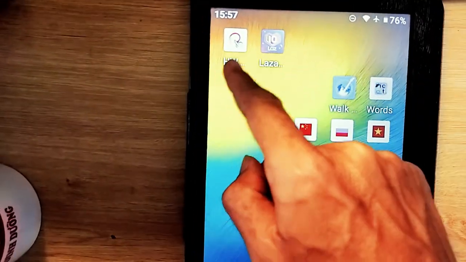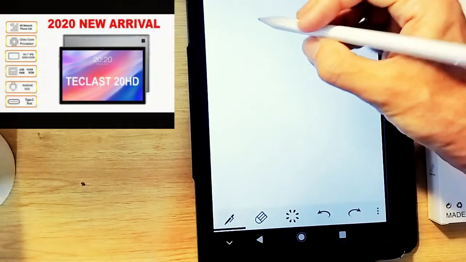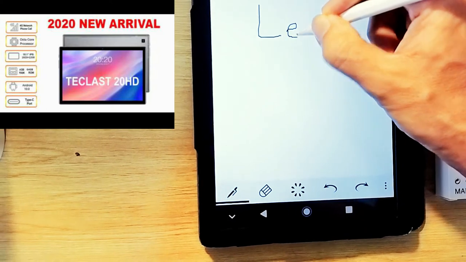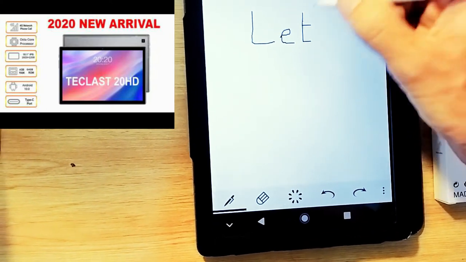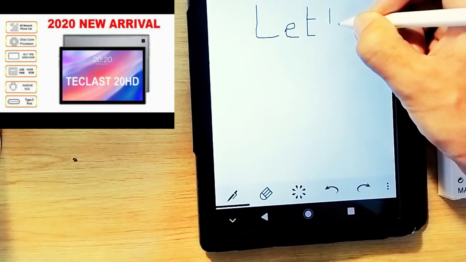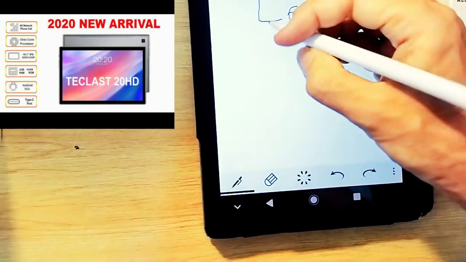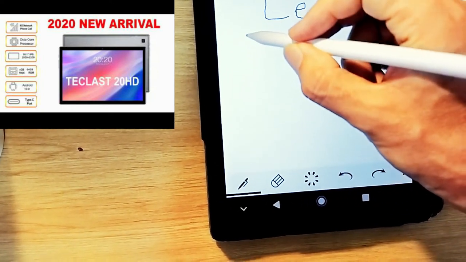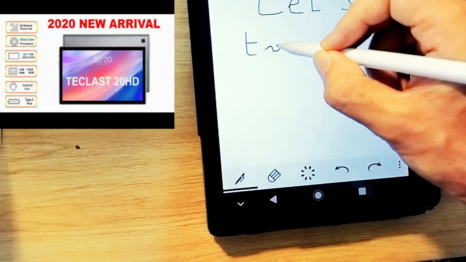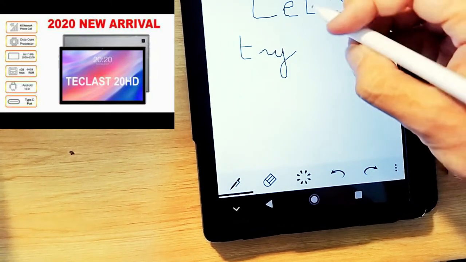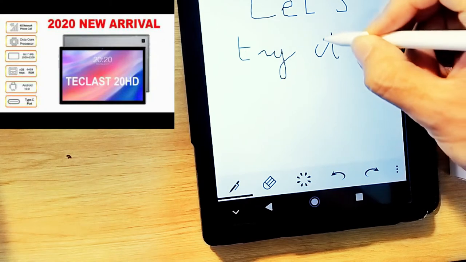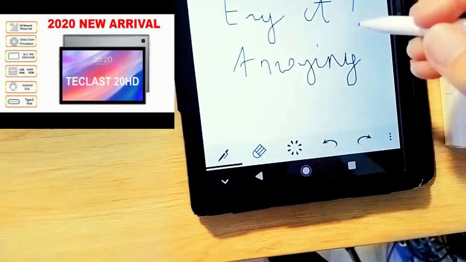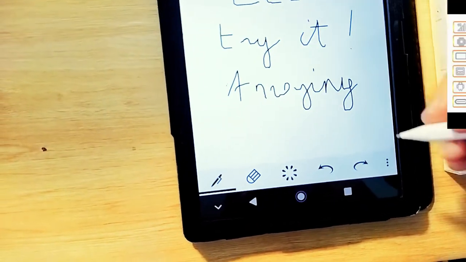So the software I'm going to use is called Handwriting. Okay, so I turn it on and let's try. It's laggish. Yeah, so it's delayed. It's like a bad dream.